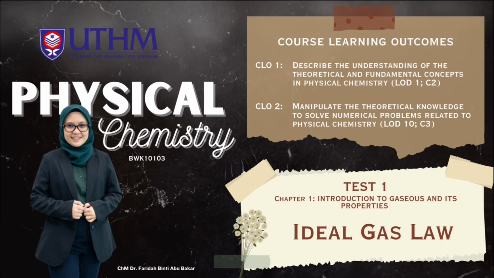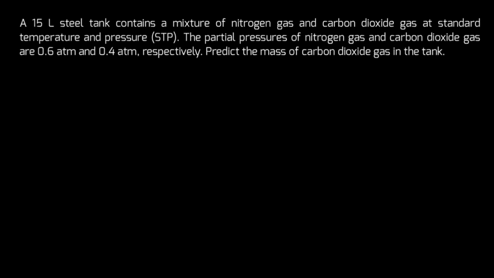In this video, I shall discuss a question related to the ideal gas law. So let's get started. A 15-liter steel tank contains a mixture of nitrogen gas and carbon dioxide gas at standard temperature and pressure. The partial pressures of nitrogen gas and carbon dioxide gas are 0.6 atm and 0.4 atm respectively. Predict the mass of carbon dioxide gas in the tank.